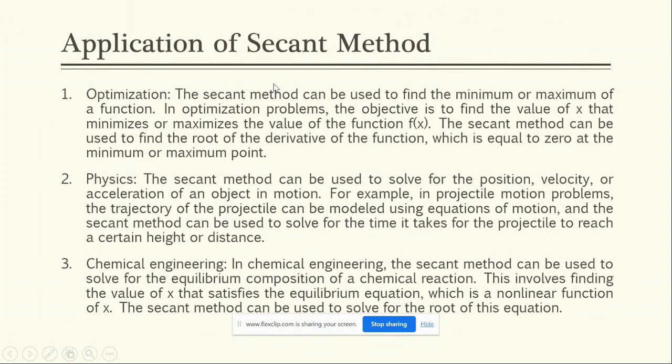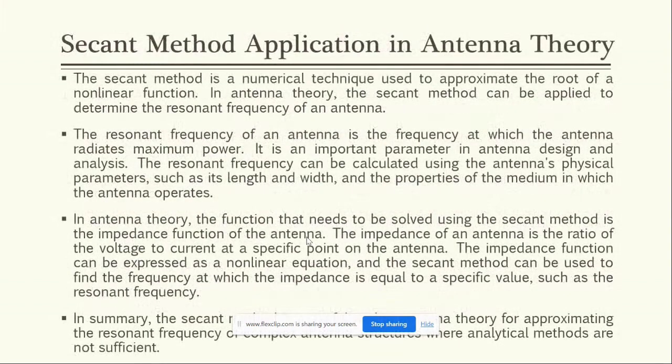There are some applications of the secant method. For example, we can use it in optimization for finding the objective function which you can minimize or maximize. By using the root we can find the maximum and minimum points of the function. We can also use it in physics for finding solutions to projectile motion problems, and we can find the roots of the equations. We can also use it in chemical engineering for finding equilibrium constants and nonlinear equations. And the main application of this secant method in electronics is antenna theory.